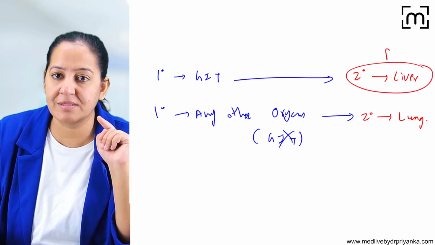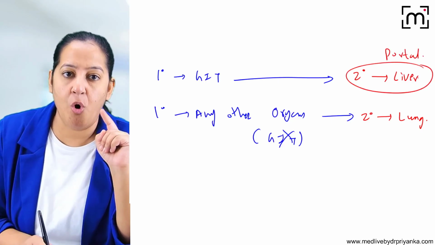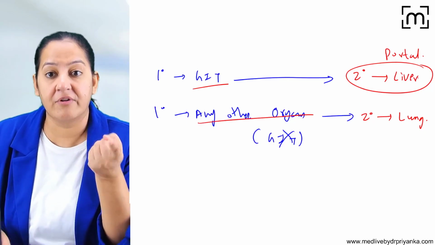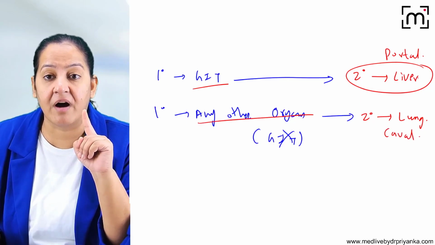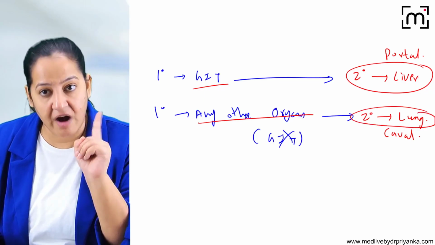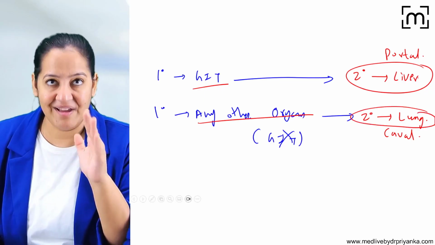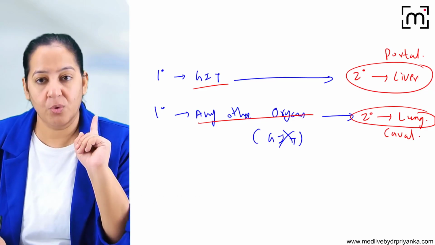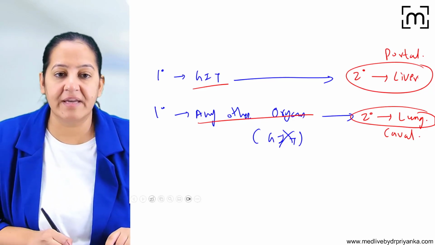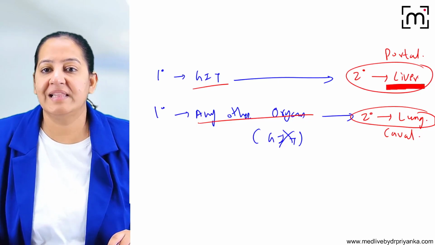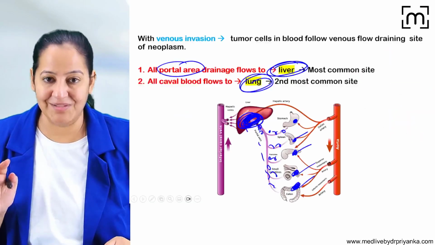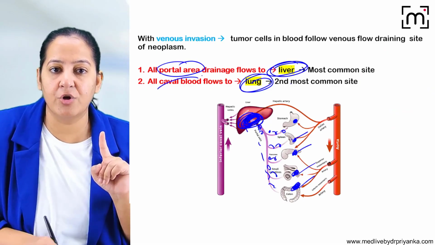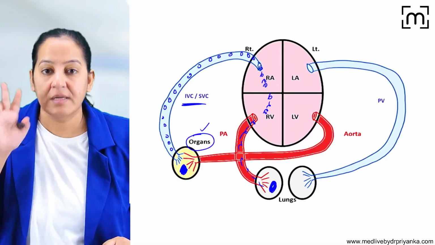This is known as portal circulation because of the portal vein. All the GIT organs drain via portal vein to the liver, and all other organs drain via superior and inferior vena cava. It is known as caval circulation. Via caval circulation to the right side of the heart, right auricle, right ventricle, and then to the lung. So the most common organ which is involved in secondary via blood route is liver followed by lung. So this is the thing which I want to explain here. Liver due to portal drainage and lung due to caval drainage. This is portal drainage. This is caval drainage.